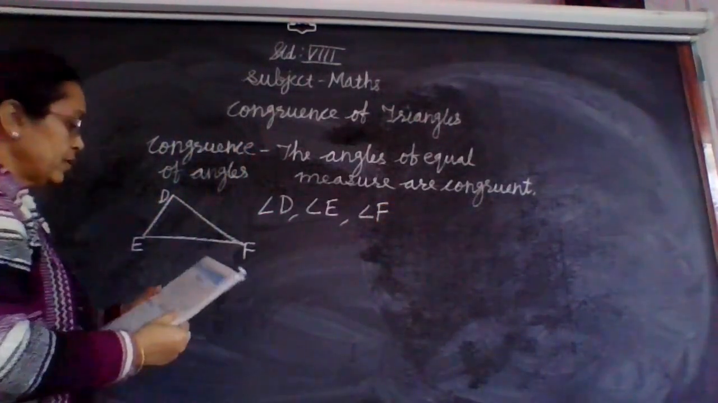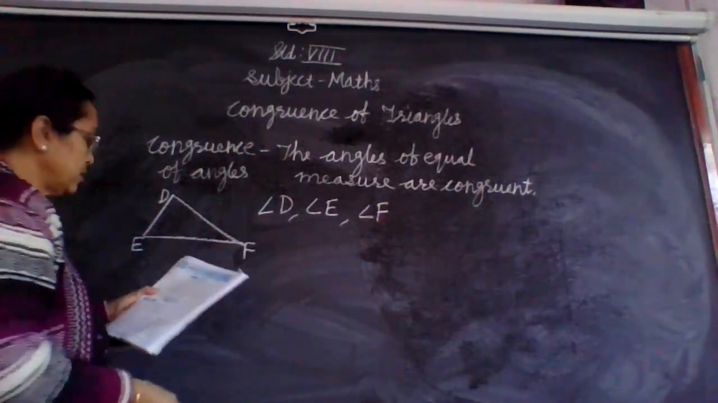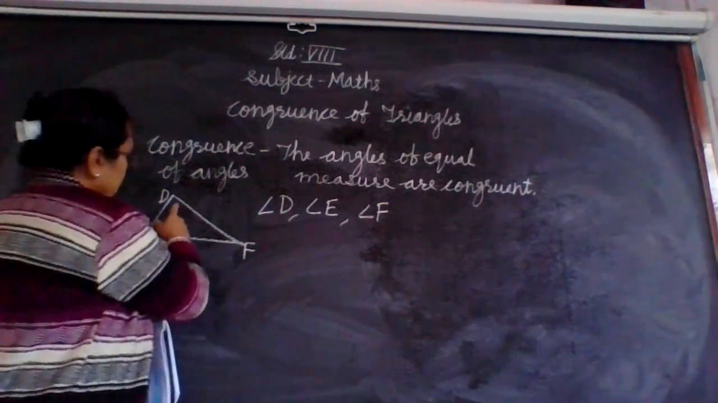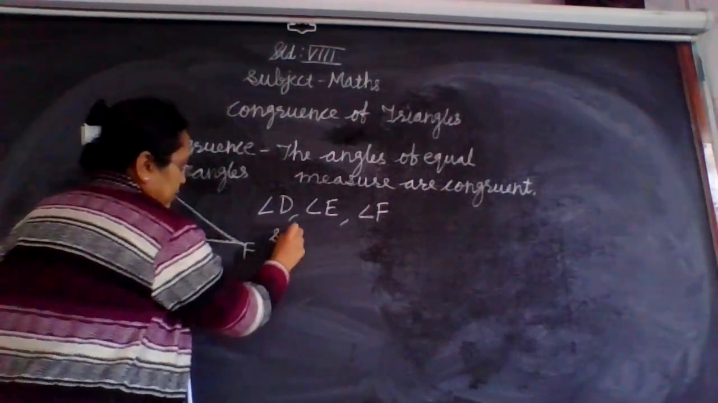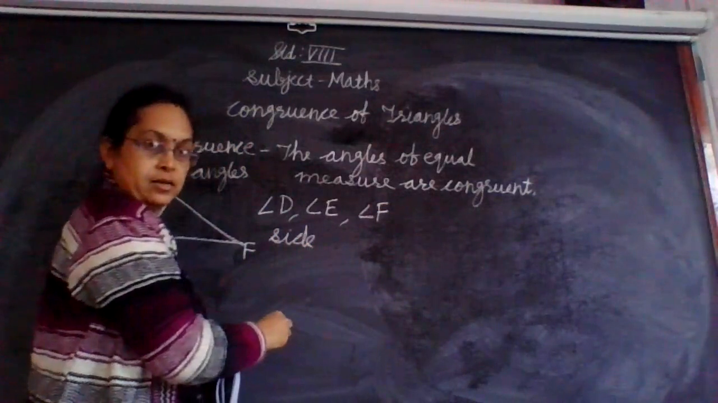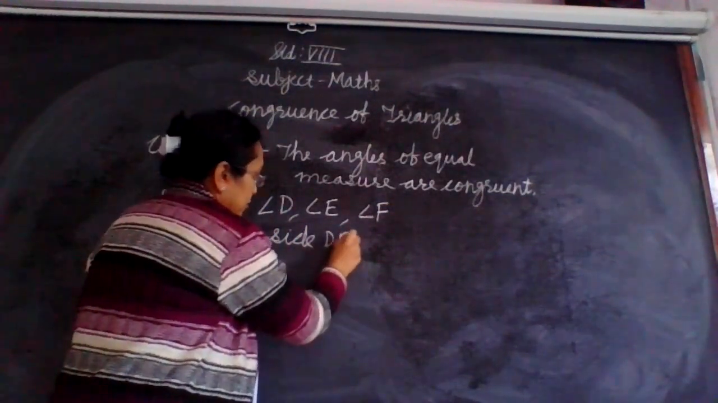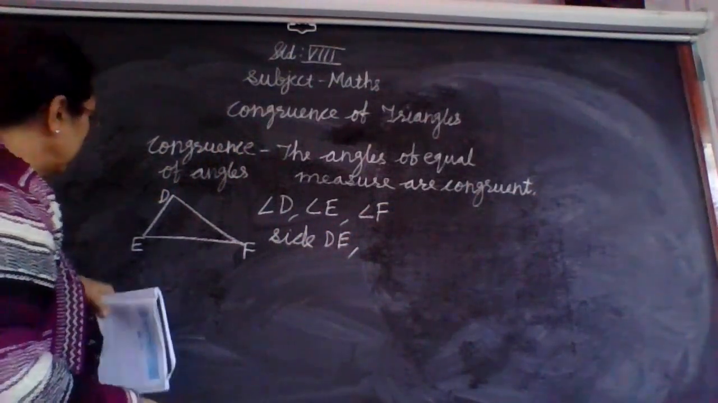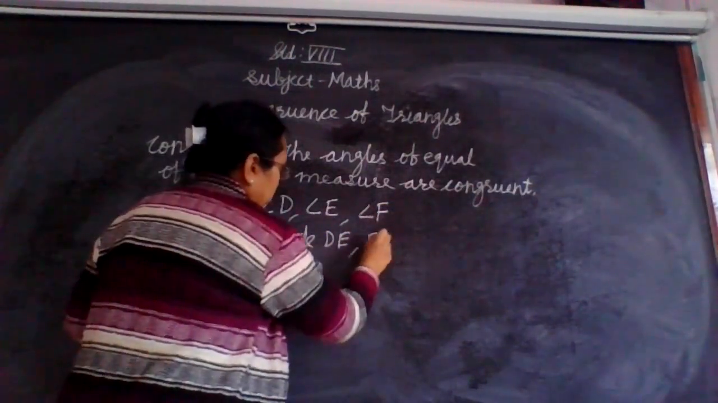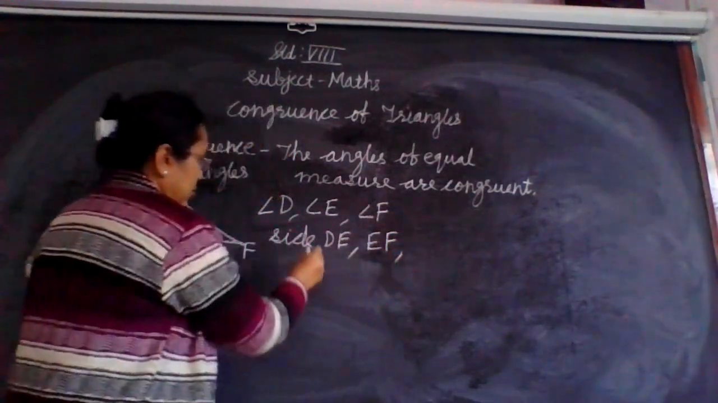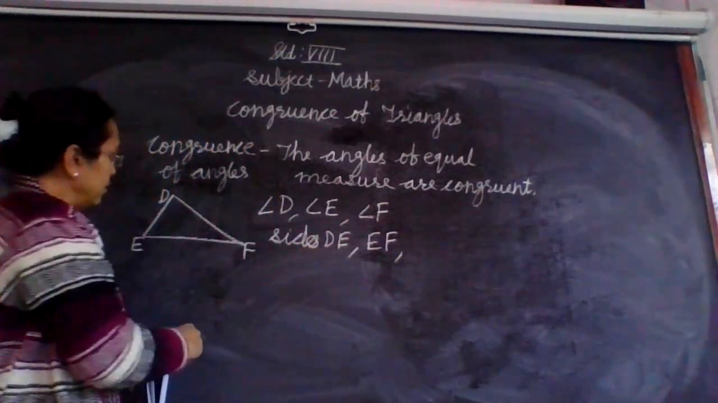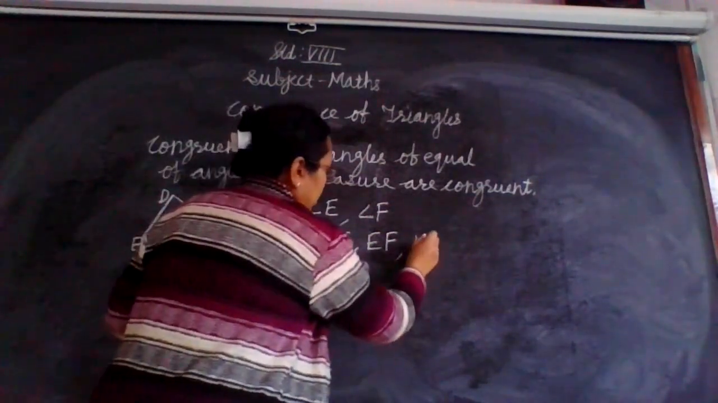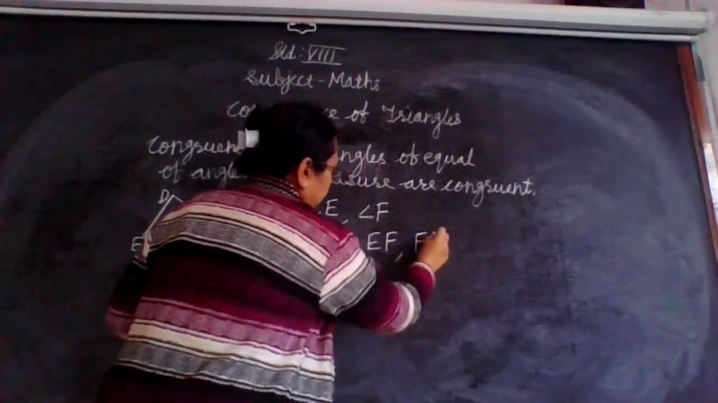Like that, if we see the sides: side DE, then two letters should be there for a side, EF and FD.